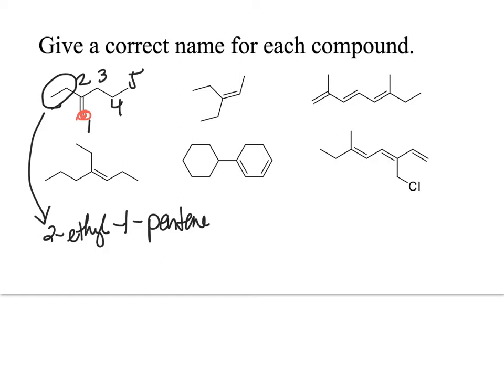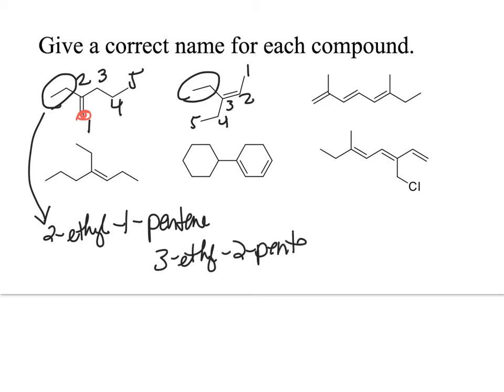Going to the next problem, we have 1, 2, 3, 4, 5, so we have a pentene again, and this is our substituent. So this compound would be named 3-ethyl-2-pentene. And once again, you don't have to worry about cis-trans isomerization because on this carbon of the carbon-carbon double bond, you have the same groups, which are both ethyl. So there's no cis and trans isomerization.